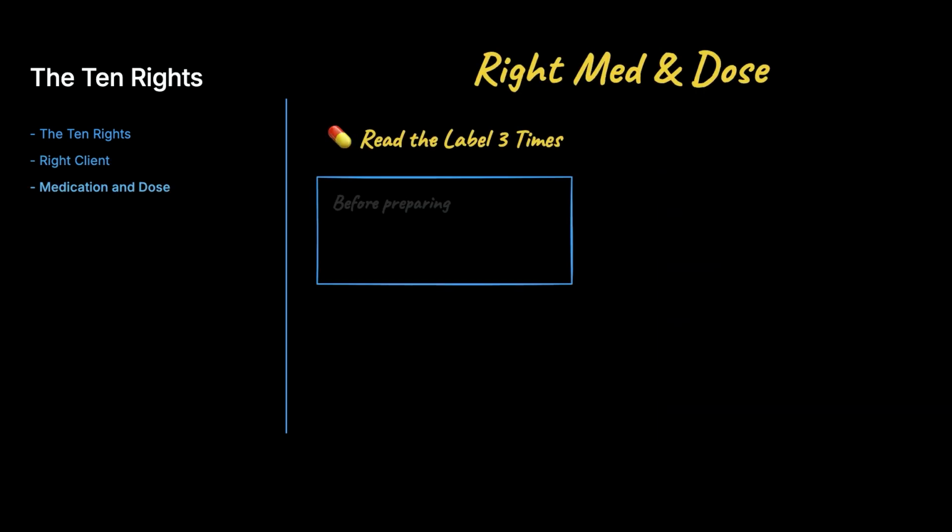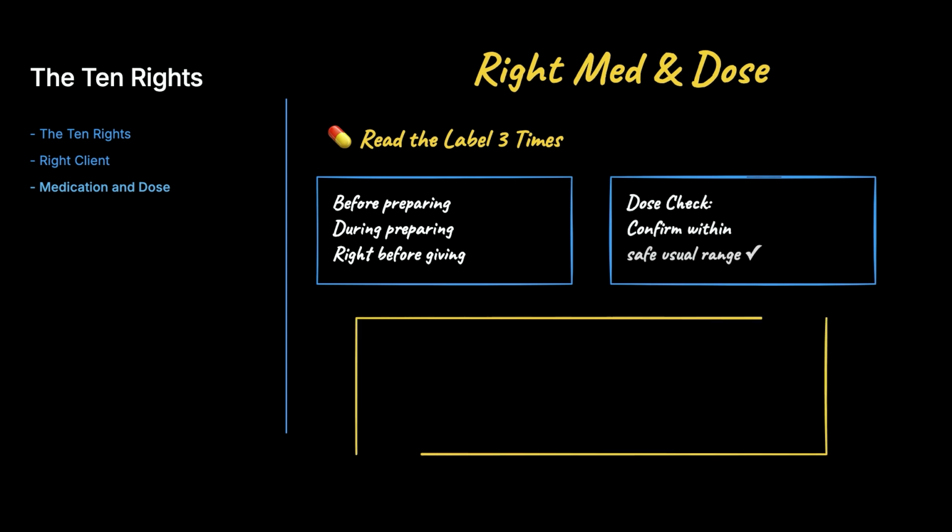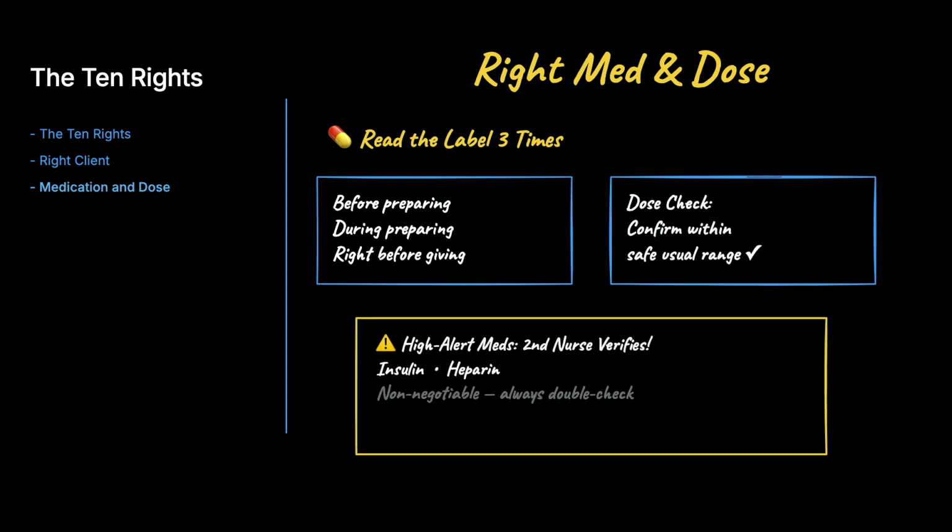Next, come the right medication and the right dose. To confirm the correct drug, read the label 3 separate times: before, during, and right before giving it. For the dose, always check that it falls within the usual safe range. And here is a non-negotiable rule. For high alert medications like insulin and heparin, a second nurse verifies the dose.